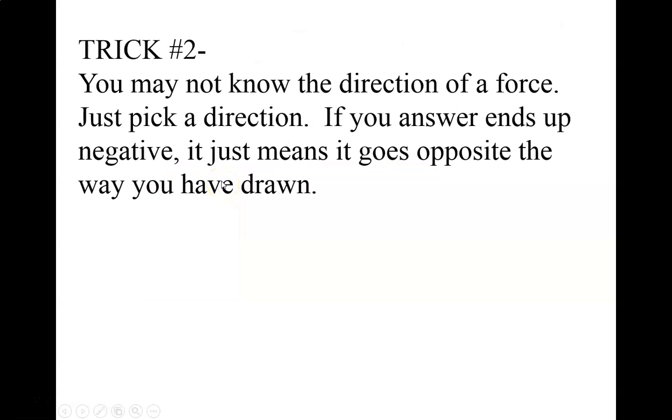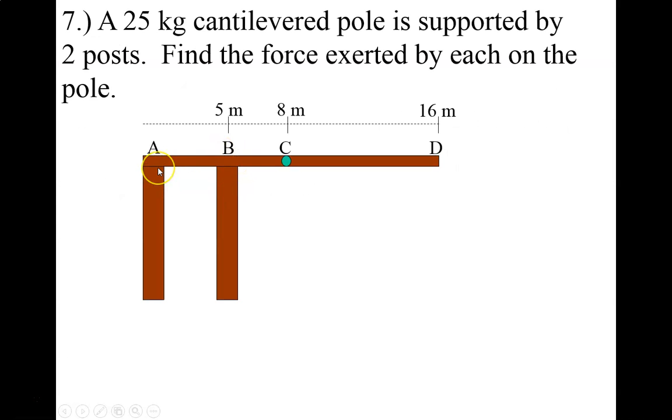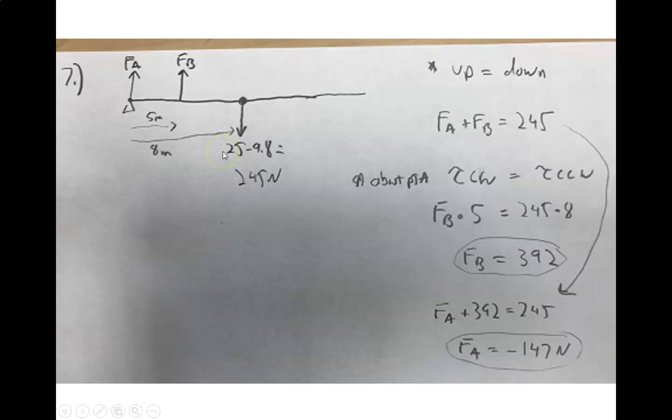So there's another trick. You may not necessarily know what direction each force would be in. You can always guess. And if you guess wrong, your answer is going to end up being negative, and that's no big deal. You just know it's actually the opposite. So I'm going to say that both of these posts are pushing up on this beam. Force A is going to be up on the beam, and force B is going to be up on the beam. So I'm drawing this out.